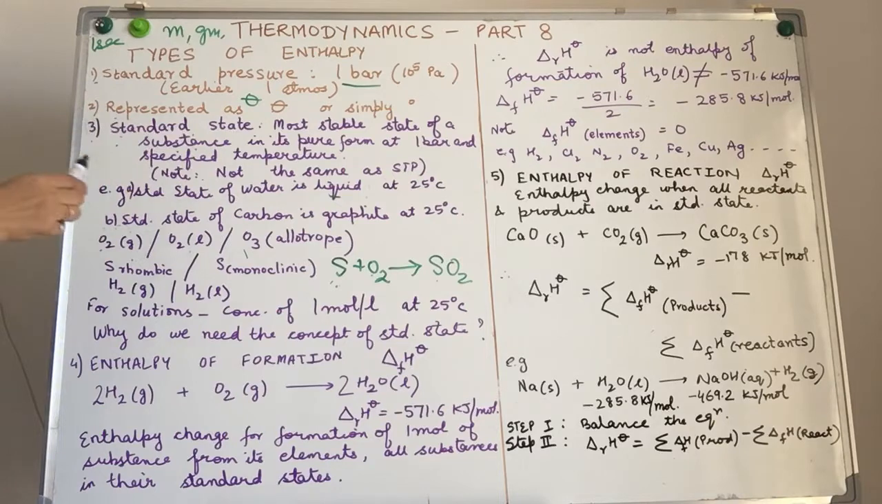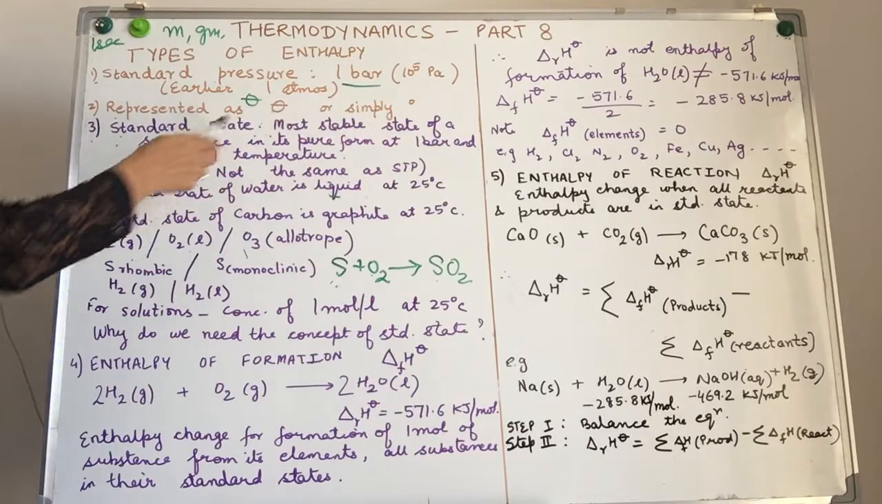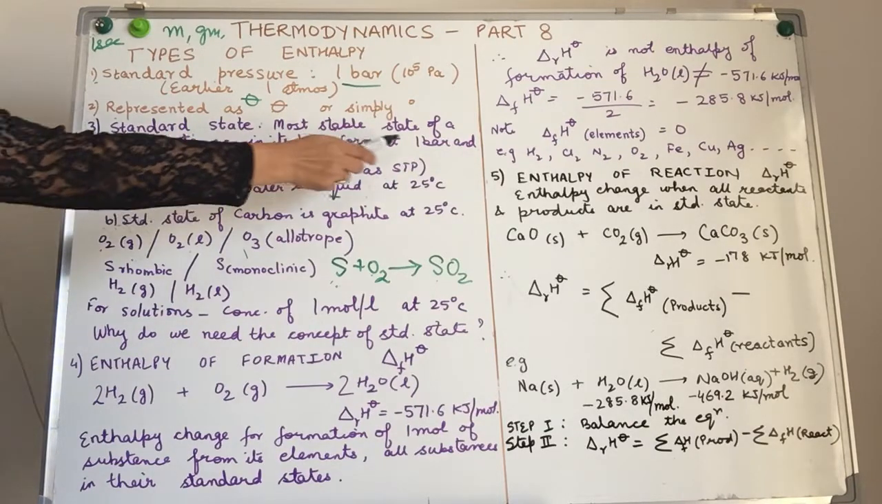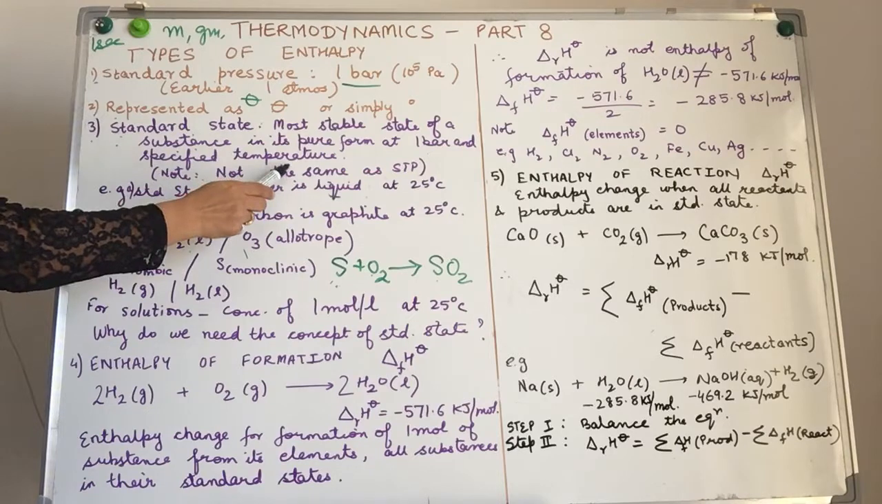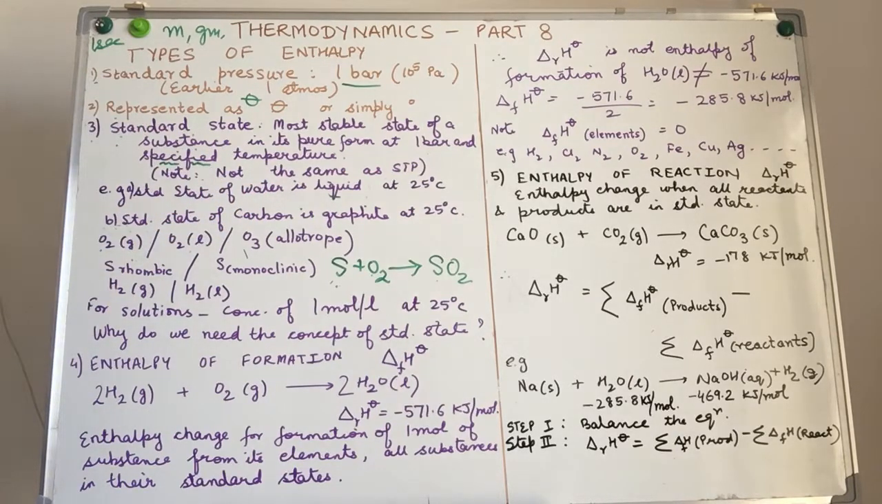Standard state. What do we mean by a standard state in thermodynamics? The most stable state of a substance in its pure form at 1 bar and specified temperature. Why is the temperature not fixed? Because the standard state of oxygen could be at 25 degrees Celsius, whereas the standard pure form of sulfur could be 0 degrees Celsius. The standard state of different substances in the pure form is different at different temperatures. So we are not specifying the temperature over here.